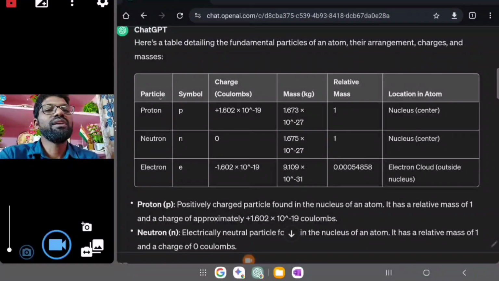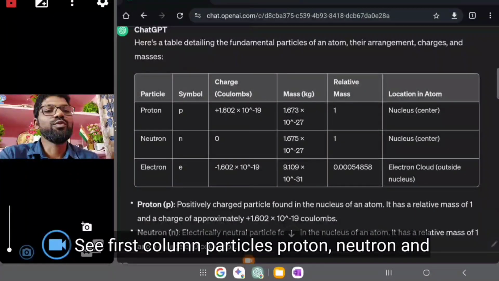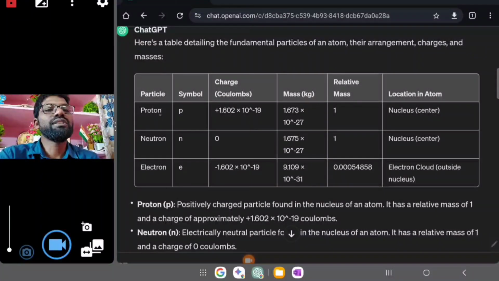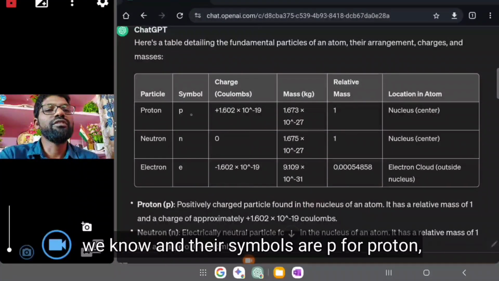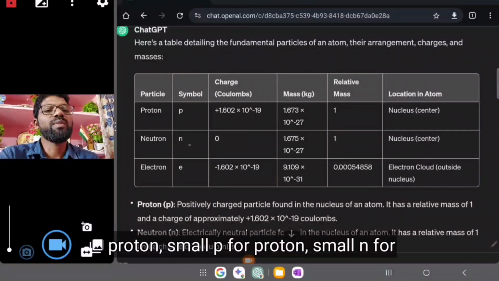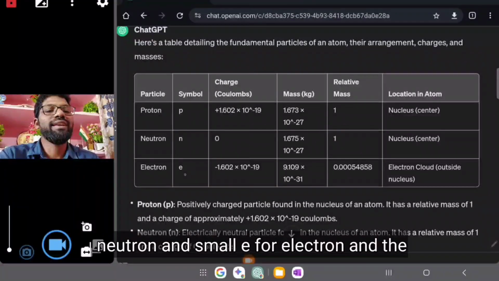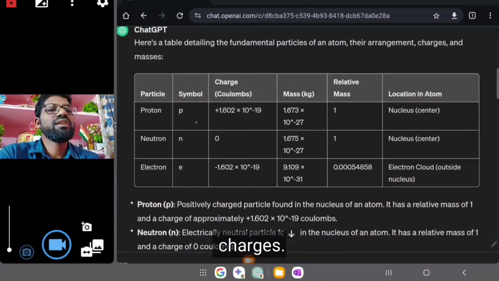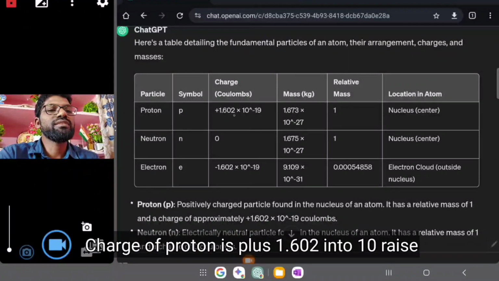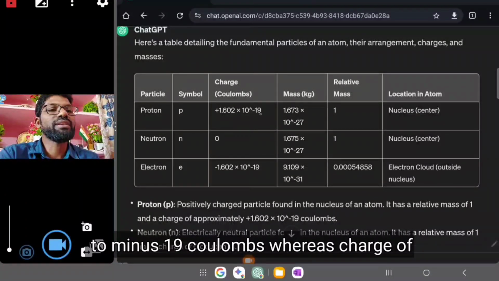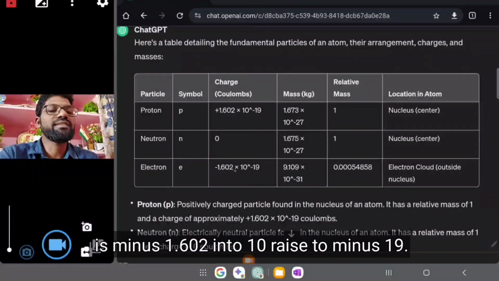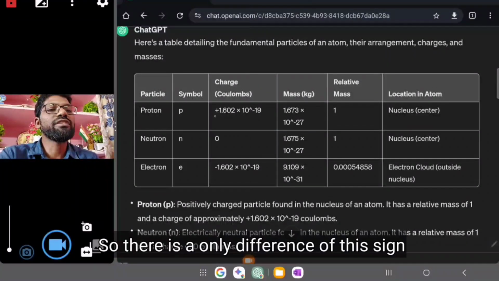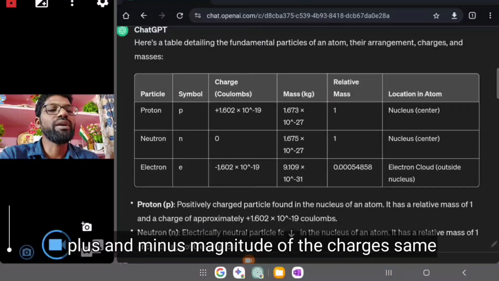See, the first column, particles: proton, neutron and electron. These are the three fundamental particles we know, and their symbols are small p for proton, small n for neutron and small e for electron. And their charges: the charge of proton is plus 1.602 into 10 raised to minus 19 coulombs, whereas the charge of electron is minus 1.602 into 10 raised to minus 19. So the only difference is the sign, plus and minus.